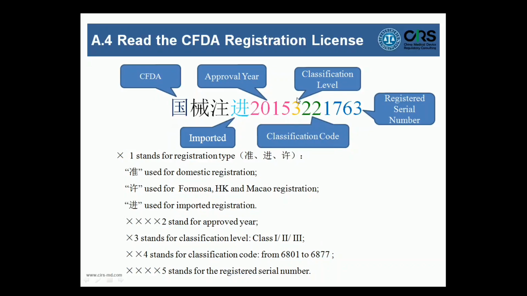And this one is very important. It stands for the classification level. So it means this product is a class 3 medical device. And 22 is the classification code, like we have talked about just now. And the last four numbers are the register serial number. So now I think you can read all the CFDA licenses by yourself. Just keep in mind this one is very important. It's the class level. And this one is also very important. It's the category level.